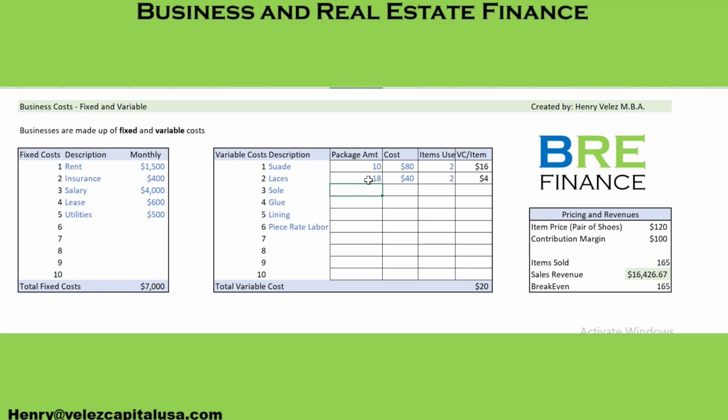Now your sole, $6. You got $15 and you get 6 rubber soles, and of course you use 2. That contributes $5 to your variable cost. And you only need 1 tube of glue, and that's $2, and it comes in one package. You only need 1 for a pair, so it contributes $2.